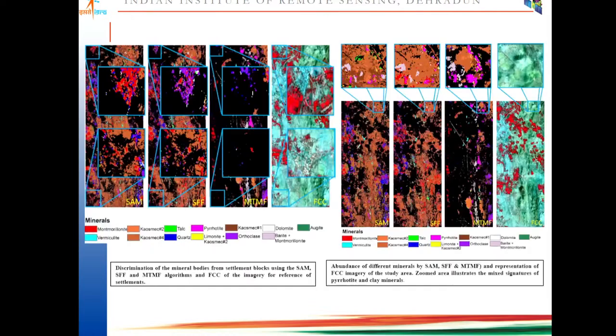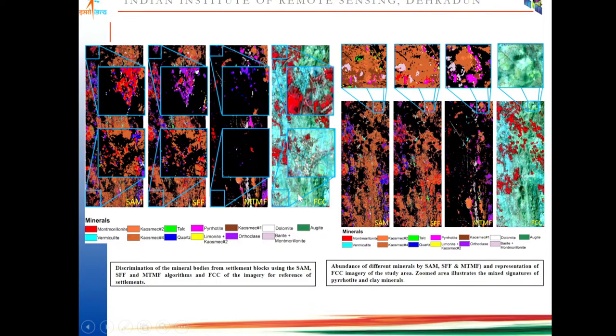Okay, so you can see over here, this is also a published paper of ours. You can see over here, these are the methods. In this, the comparison of the different spectral mapping techniques was done. This is the standard FCC, you can see over here, and these are the classified maps using different classification algorithms such as SAM, spectral angle mapper, SFF, spectral feature fitting, and MTMF, mixture tuned matched filtering. So we have done this for a particular area.